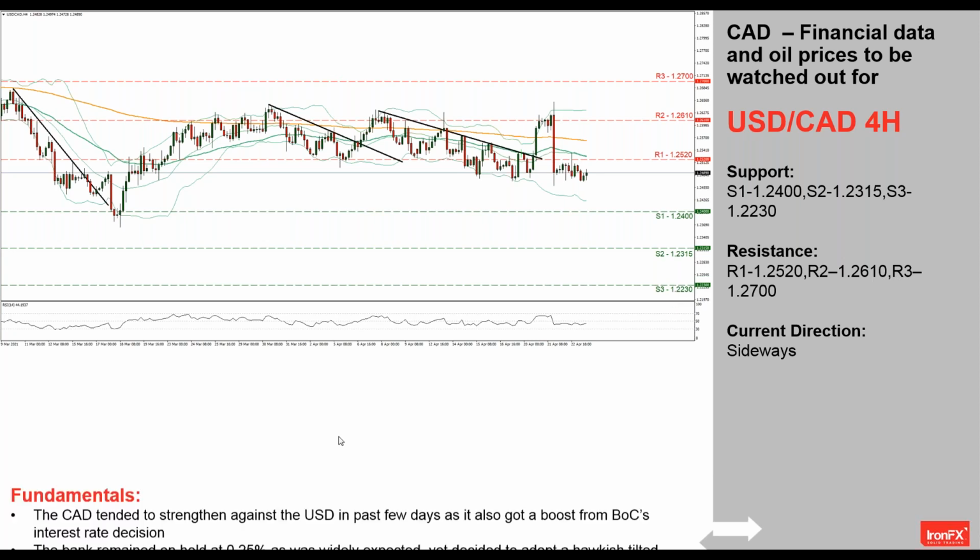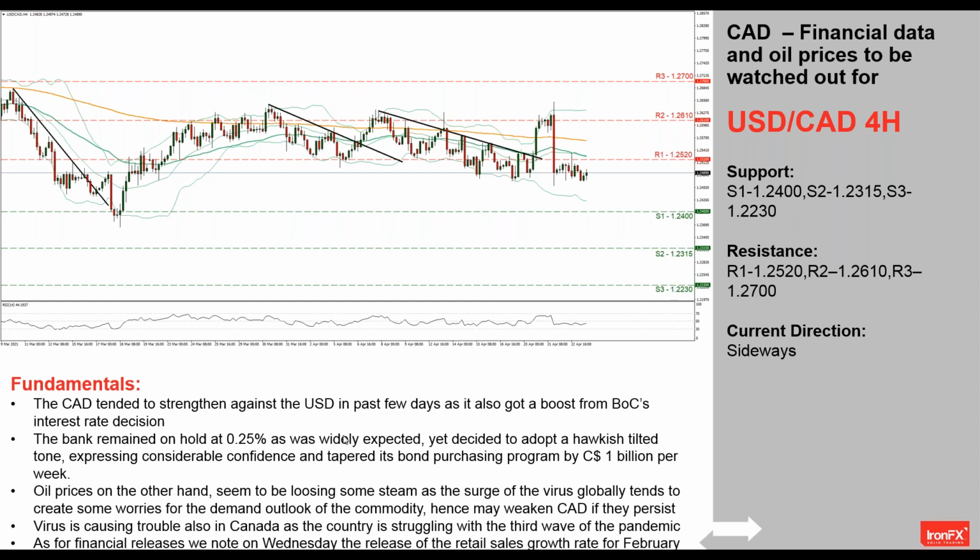Now moving to the fundamentals of the CAD, it got a boost practically against the USD in the past few days, primarily by BOC's interest rate decision. You can see the long red vertical downward candlestick which characterized the movement at the moment. The bank remained on hold at 0.25%, as was widely expected, yet decided to adopt a more hawkish tilted tone, expressing considerable confidence and tapered its bond purchasing program by 1 billion Canadian dollars per week.